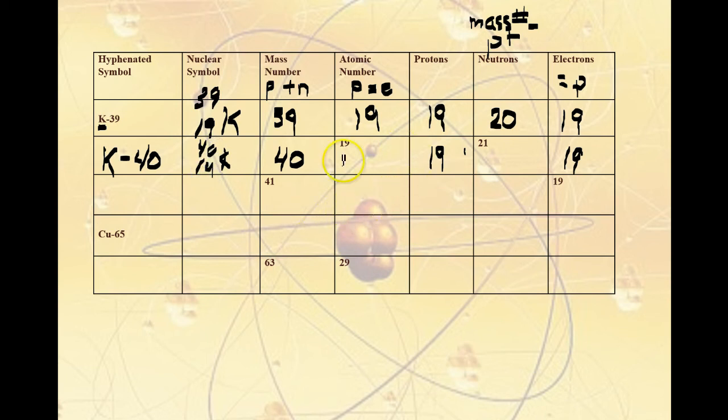So that is how we can use what we know about the atom, its atomic number, its protons, neutrons, and electrons, to write both the hyphenated and the nuclear symbol for the isotopes.